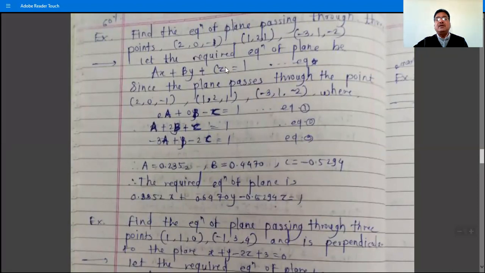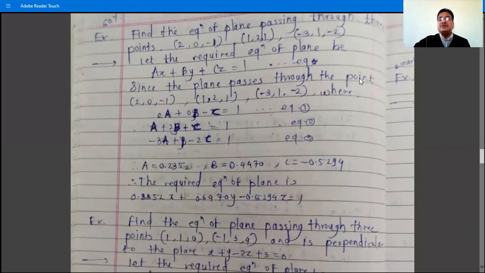So this is actually the general form. The general form of the equation of a plane is Ax plus By plus Cz plus D is equal to 0. If you divide by minus D, we have this equation. So in order to solve this problem, that is, the equation of the plane passing through 3 points, use this equation: Ax plus By plus Cz is equal to 1, where A, B, C are constants.